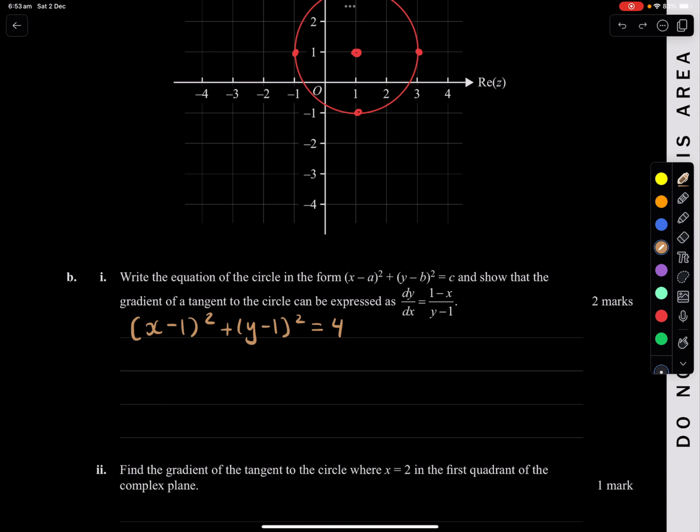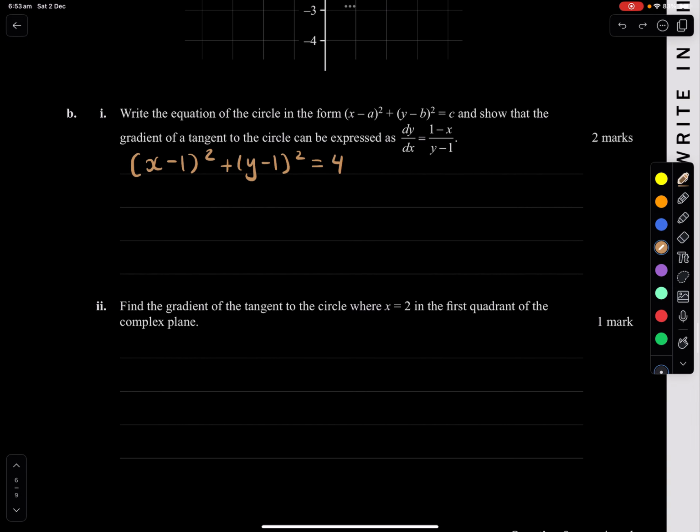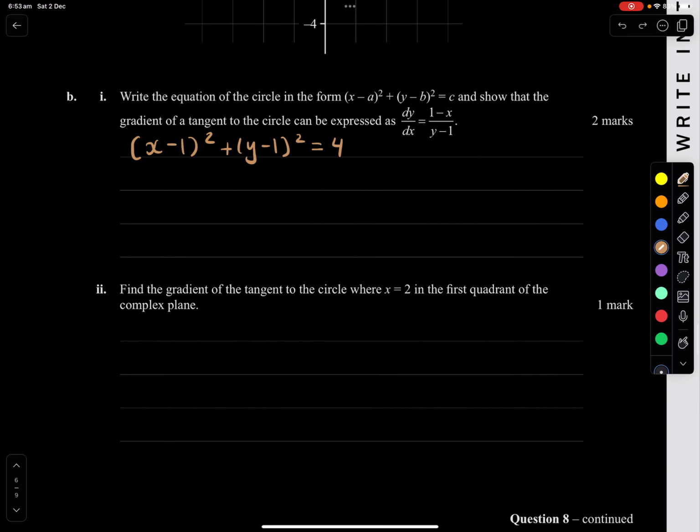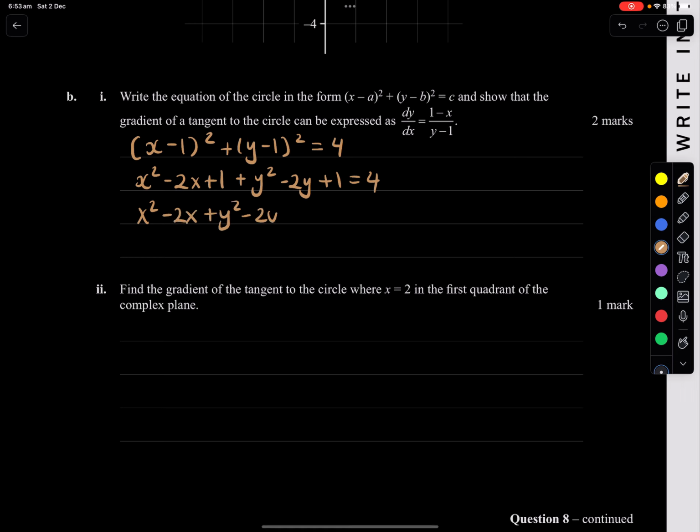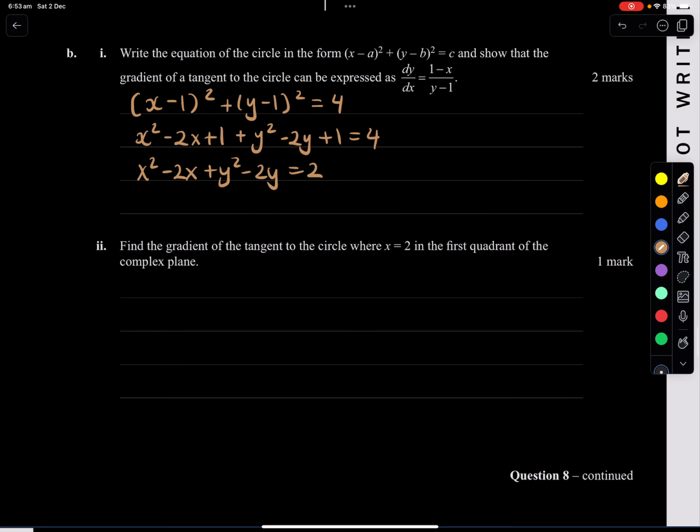Alright, so we've got that, and we want to show that the gradient of the tangent can be expressed as this. So let's actually expand this. We get x squared minus 2x plus 1 plus y squared minus 2y plus 1 is all equal to 4. So we get x squared minus 2x plus y squared minus 2y equals 2, if I add those 1 plus 1, 2, and bring it to the other side. And we've done that.